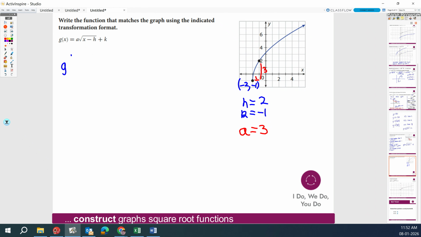But sir, if the A was inside, it would be 1 over 3, right? It wouldn't be A then, it would be B. And it wouldn't be 1 over 3, it would be 1 over root of 3. Oh, because it's in the square root.